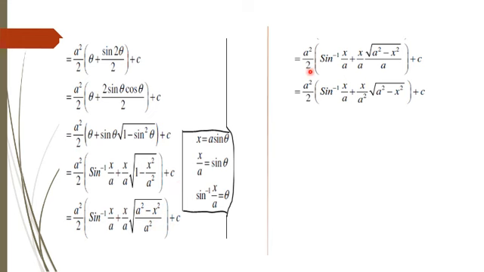Then a square over 2 sin inverse of x over a plus x over a. When the square root is applied on the numerator as well as the denominator, the power of a cancels with the square root and we have only a. Then a and a will be a square. So we have a square over 2 sin inverse of x over a plus x over a square root of a square minus x square plus c.